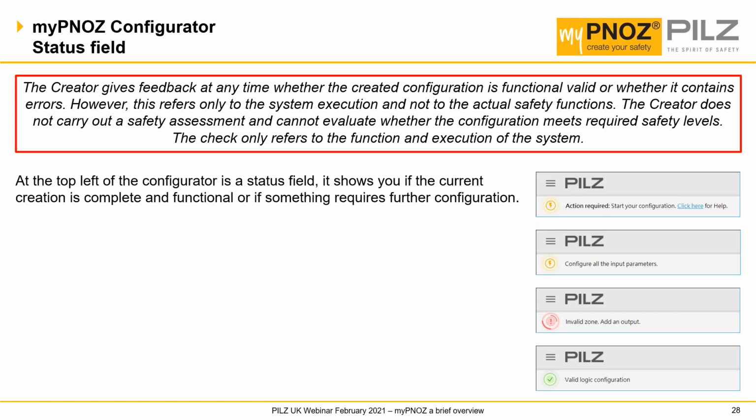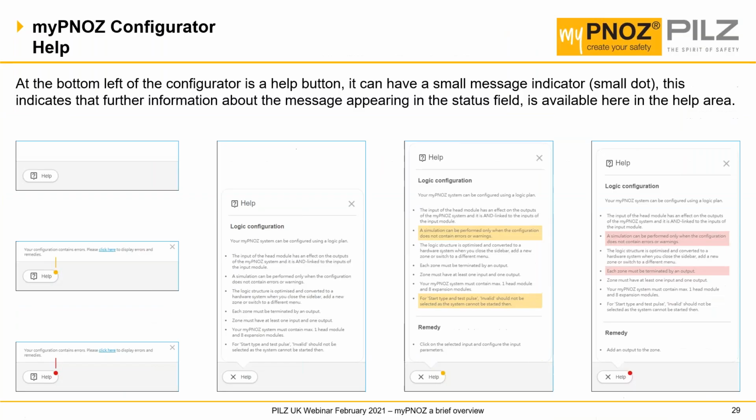There's an example here of the 4 status signals: warnings, an error, and valid validation. At the bottom left of the configurator is a help button. It can have a small dot message indicator that indicates that further information about the message appearing in the status field is also available here in the help area. Opening up the help normally will just give you some information about the logic configurator. Opening up the help when it has an orange dot will give you help about the error, or when you have a red dot, help about the error as well.